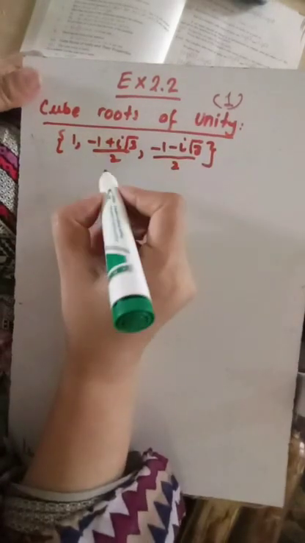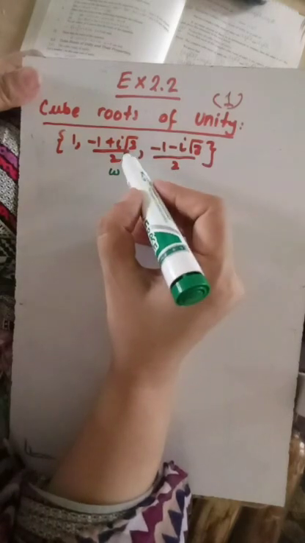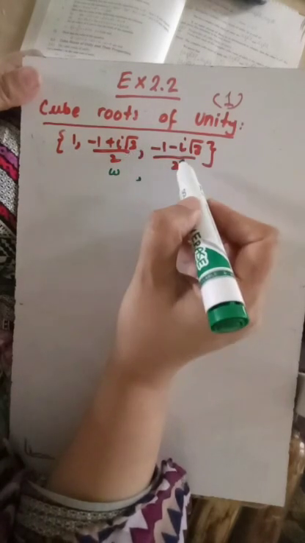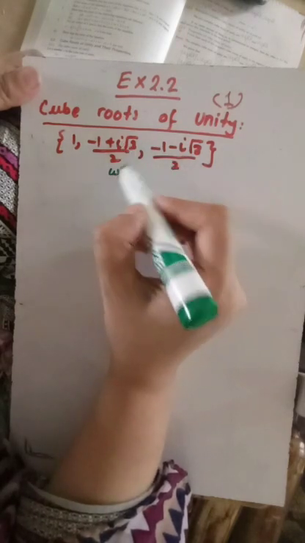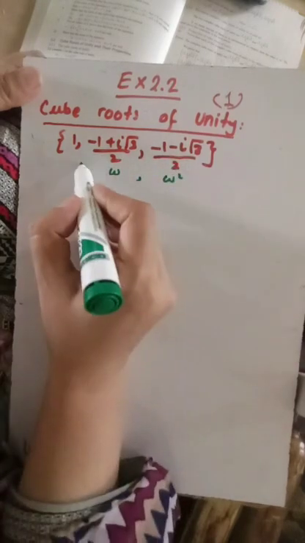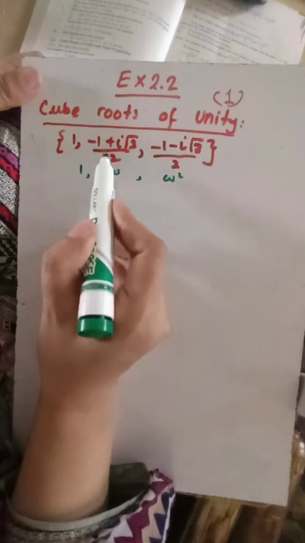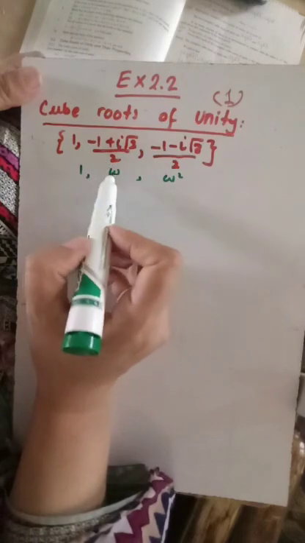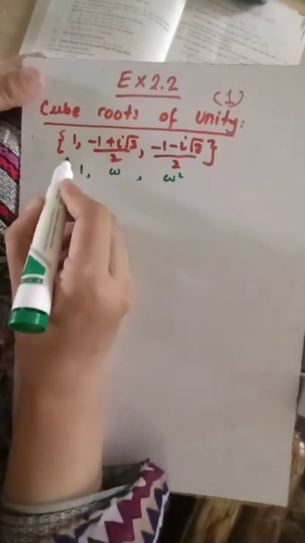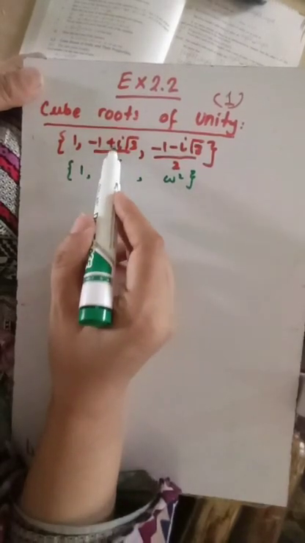Now let me denote this root by omega. Then if we take the square of this root, we get this number. So if I have named this number omega, then this will be omega square. We can easily prove that. Let me do it for you. If you take the square of this number, you get this number, and if you take the square of this complex number, you get this complex number. So we name them 1, omega and omega square. We can easily prove that by taking the square of this number.